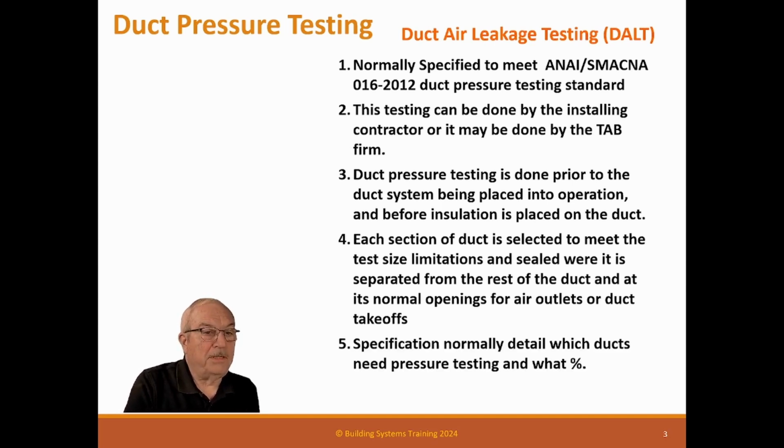Specifications will normally detail which ducts need to be pressure tested and to what percentage. Are we going to test every piece of duct, or are we just going to select random samples and test those to see how leaky the general construction method is? And both are acceptable, except the specification needs to tell you what you need to do.